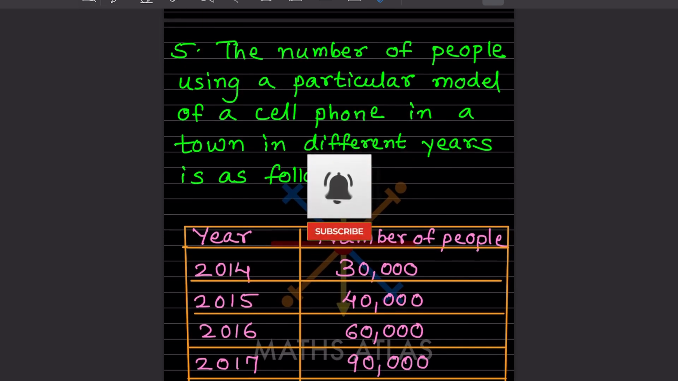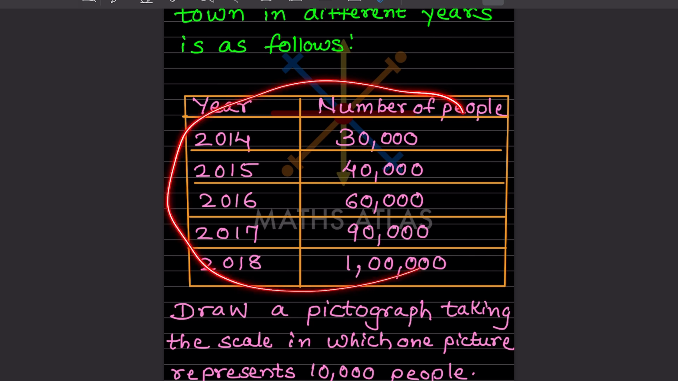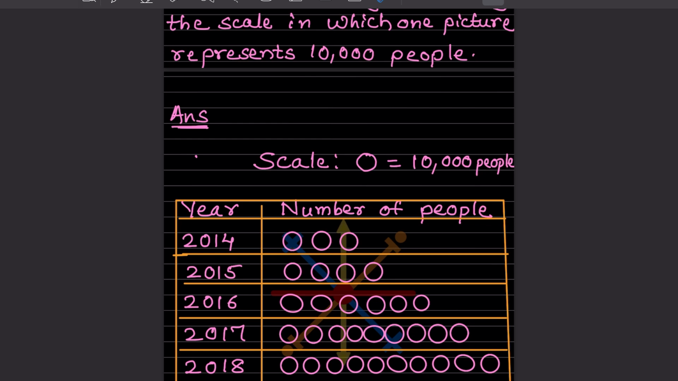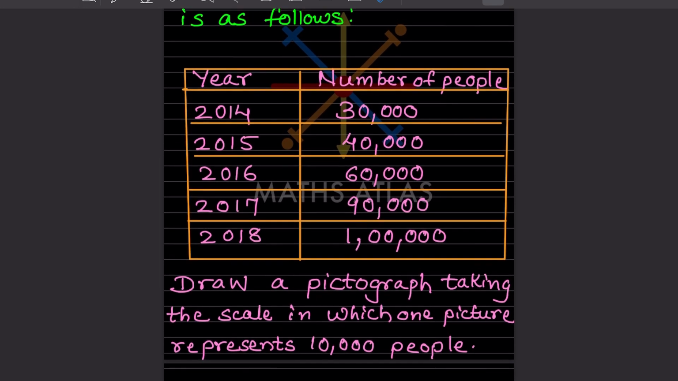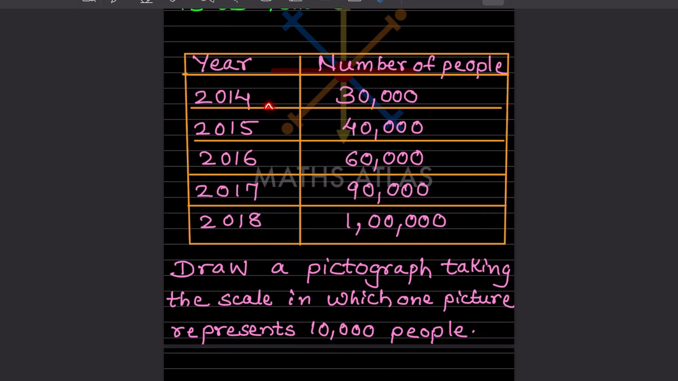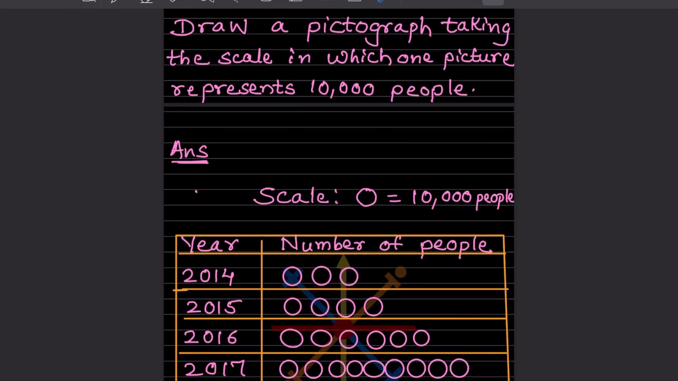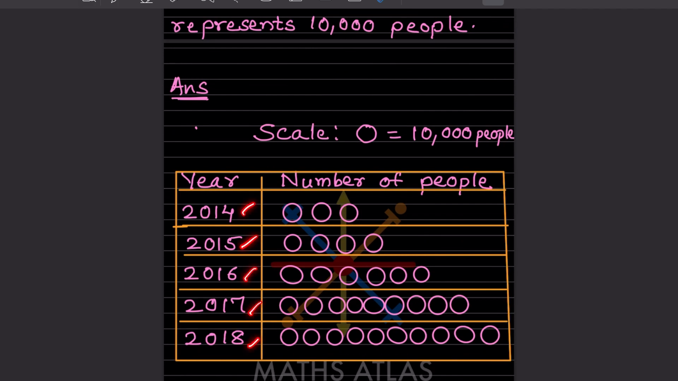The next question says that the number of people using a particular model of a cell phone in a town in different years is as follows. So this is the question given over here. Draw a pictograph taking the scale in which one picture represents 10,000 people. So now we will take the scale again. I just took a circle. You can take any shape. So this is representing 10,000 people. Again, I took the years 2014, 15, 16, 17, 18, and wrote the same over here in one column.